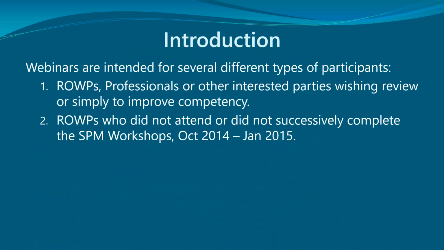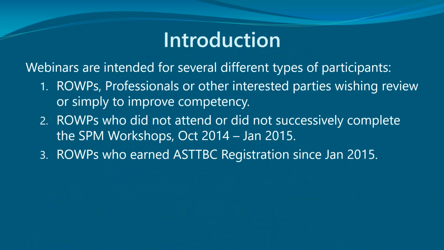The second group is ROWPs who didn't attend or didn't successfully complete the SPM workshops that Michael Payne and I put on across the province, October to January. Those were compulsory, and so a lot of people didn't attend, and they'll have to write a test, and other people attended, but they didn't hand in the exercises, or they got 60% or less on those very easy exercises. The third group is ROWPs who have been registered since January of this year.